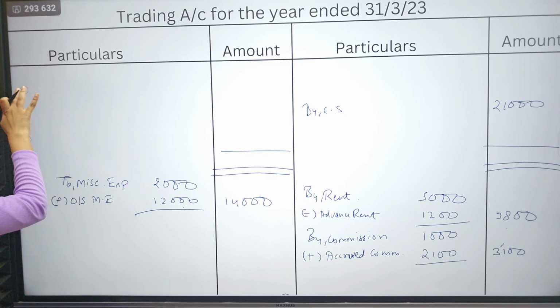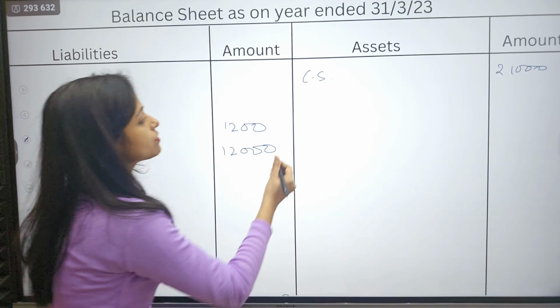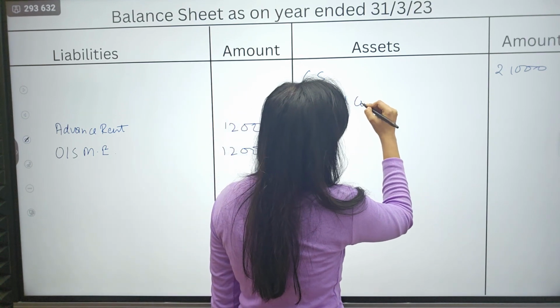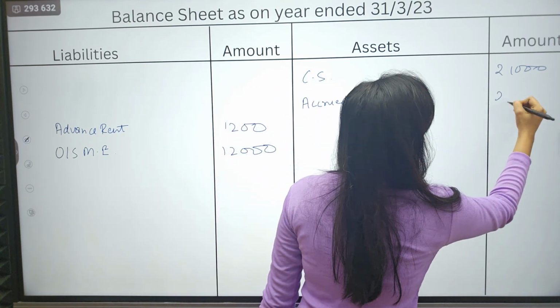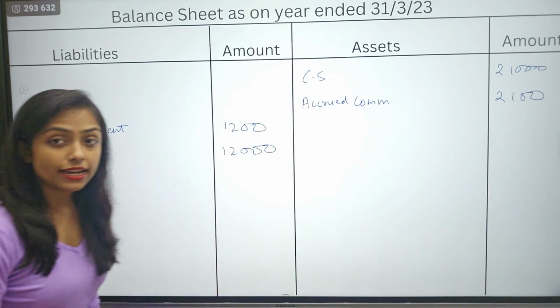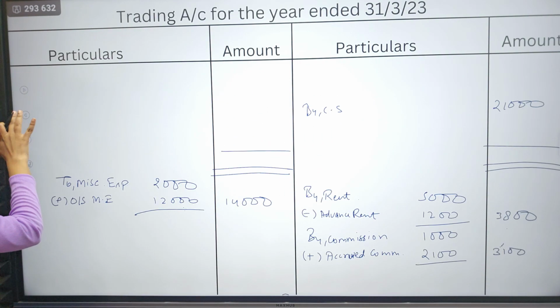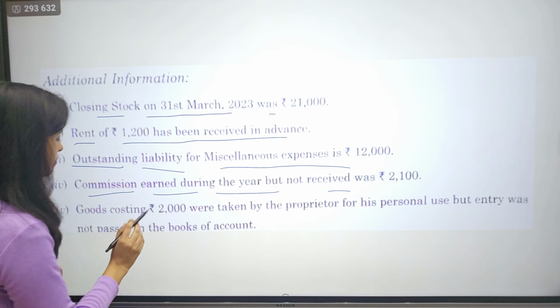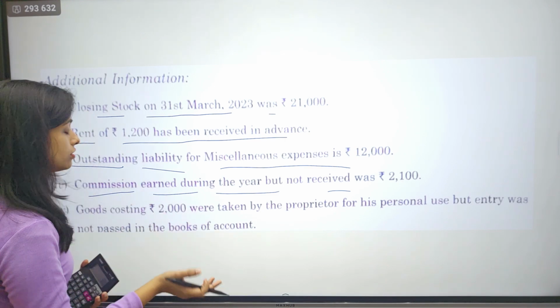Got it? Okay. The second place, accrued commission of 2,100 rupees I am going to write, because it is an asset. I am going to receive it in future. Now the final point, this is not very important, but you should know the adjustment for this also.